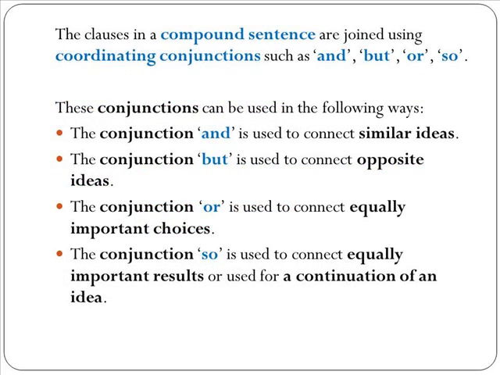They are of equal importance and can stand alone as sentences. The clauses in a compound sentence are joined using coordinating conjunctions such as and, but, or, so. These conjunctions can be used in the following ways. The conjunction and is used to connect similar ideas. The conjunction but is used to connect opposite ideas. The conjunction or is used to connect equally important choices, and the conjunction so is used to connect equally important results or used for a continuation of an idea.